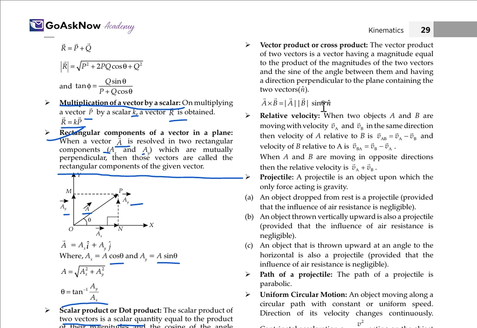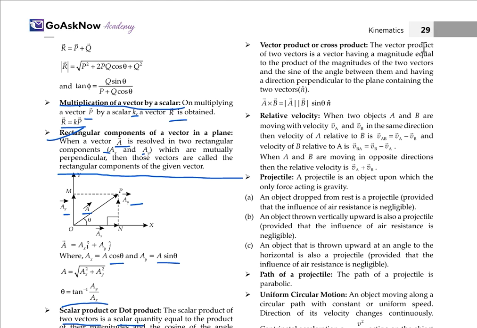Those are represented in magnitude and direction by the two adjacent sides of a parallelogram. Then here we have a parallelogram, and the resultant R is equal to P plus Q. It means tan phi will be equal to 0, then phi will be equal to 0. Another condition.